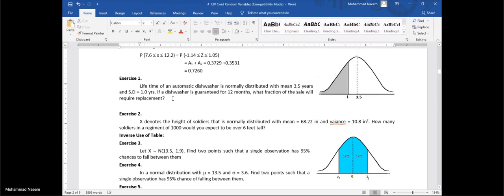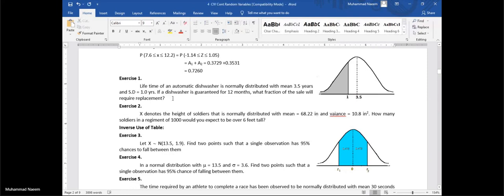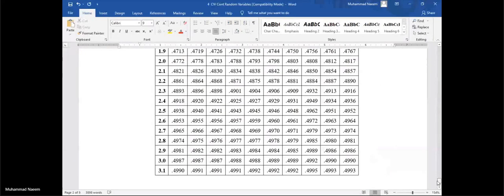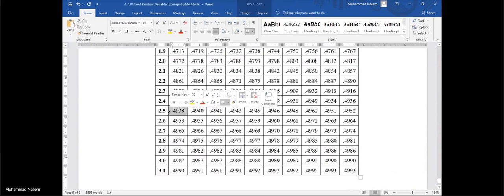Okay, what to do next? We need this shaded area. So convert these points in terms of z. We have this point equal to minus 2.5, and this point becomes 0. So corresponding to 2.5, we can get the area. 2.5 means 2.50 against 2.5 below 0.00. This is the area 0.4938.